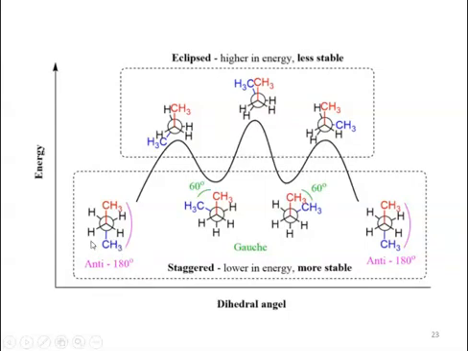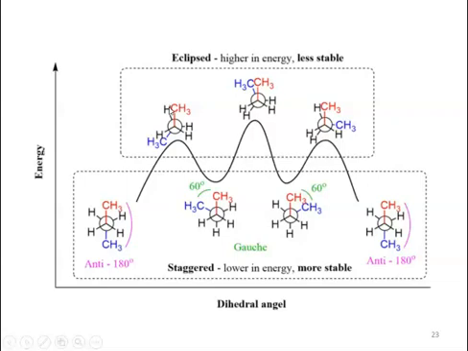The CH3 group goes exactly behind the hydrogen. Here we can see CH3 goes back to hydrogen. This H will go behind CH3 and this H will go behind this H. If that happens, this type of conformation is called the eclipsed conformation. Here the interaction between the adjacent groups is more, so they are supposed to be less stable.